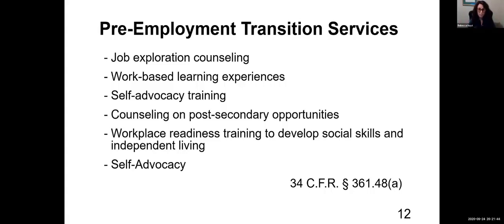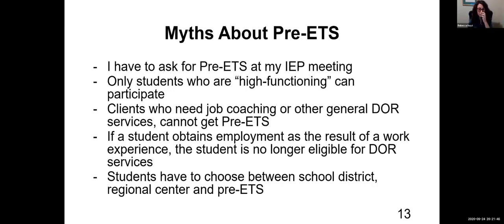So I want to share with you some myths about pre-employment transition services. First is that you have to ask for these services at an IEP meeting. These services can be requested through the school, through the DOR website, or by calling a DOR office. It's really meant to be a very easy process to ask for and become potentially eligible for services.